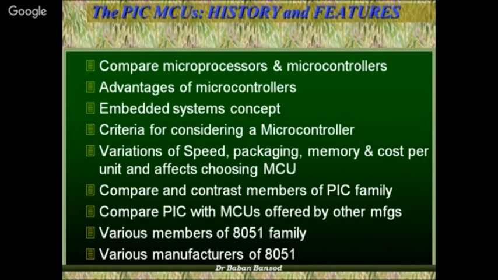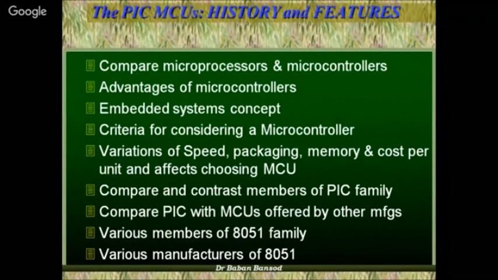Then criteria for considering any microcontroller, which we have already seen yesterday also. Then variations of speed, packaging, memory, and cost per unit, and how they affect the choosing of an MCU. So how should we go for PIC or not? That we'll see in terms of these particular features and parameters of selection.